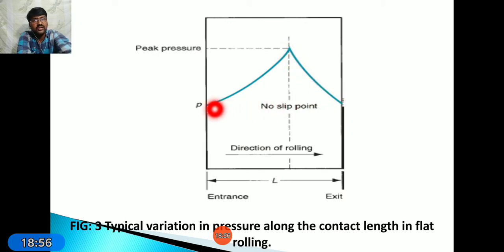Here the friction force is more, and here less. Because of this, the work will flow from entrance to exit. That is known as the typical variation in pressure along the length of flat rolling. Based on this we will calculate the pressure.